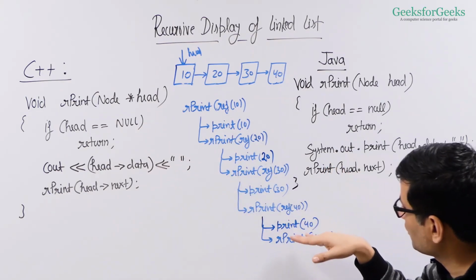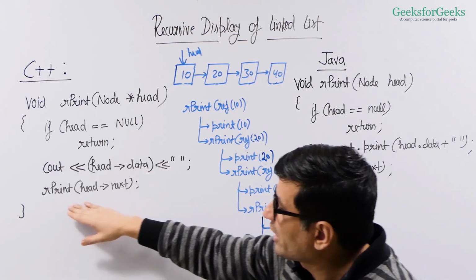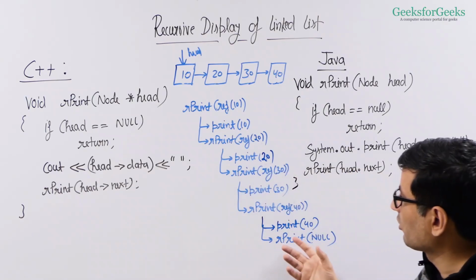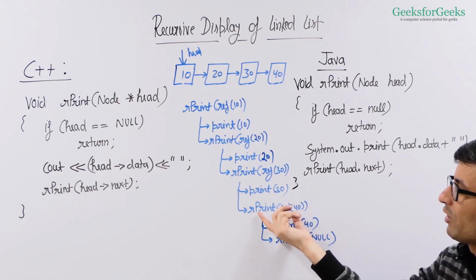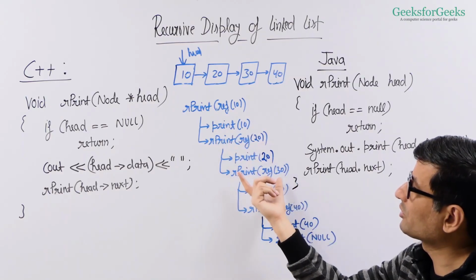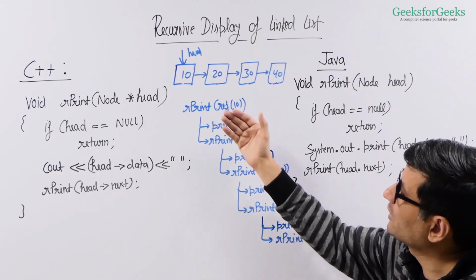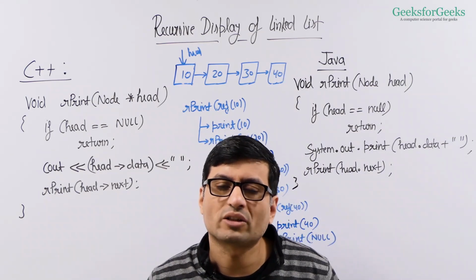And this gives the control back to 40's call. And for 40's call, this was the last thing, call for null. So 40's call also finishes immediately. Then 30's call also finishes immediately because call for 40 was the last thing in it. Then 20's call also finishes because 30's call was the last thing in it. Then 10's call also finishes and we get the linked list nodes in the correct order.